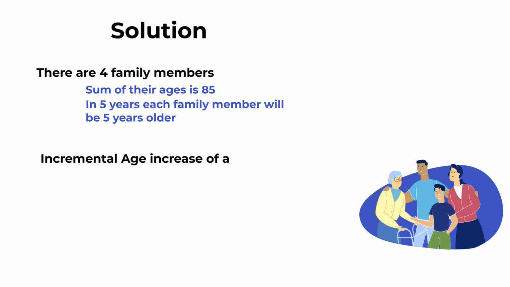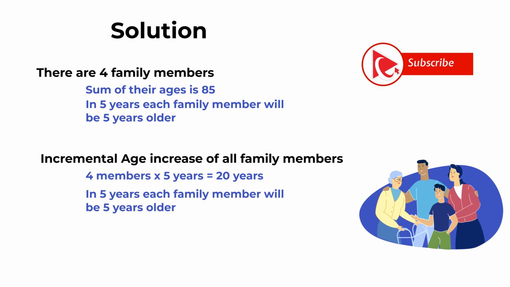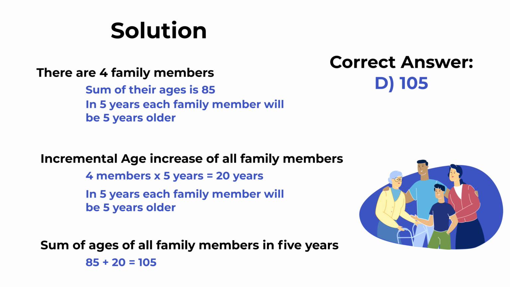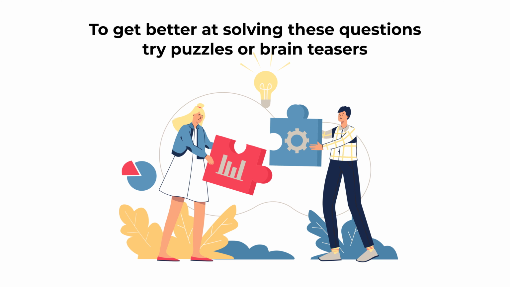So incremental age increase for all family members can be calculated as 4 family members multiplied by 5 years equals 20 years. So sum of the ages of all family members in 5 years can be calculated as 85, which is original sum, plus 20, which is the incremental age increase, and would be equal to 105. So the correct choice here is choice D, 105. Hopefully you've nailed this question and now know how to answer similar puzzles on the test.